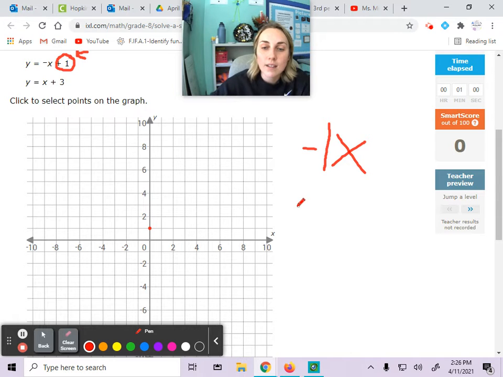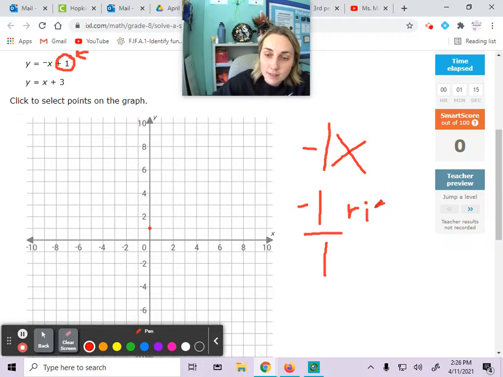Second thing, you need to turn this negative 1 into a fraction. Whenever you have a number by itself, to turn it into a fraction, the only thing you have to do is literally put it over a 1. Okay, so my slope, my rise, is going to be negative 1. My run is going to be a positive 1.